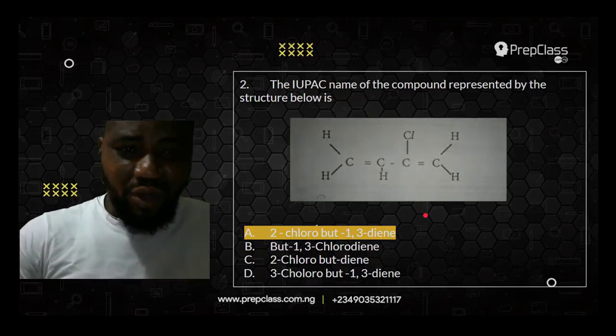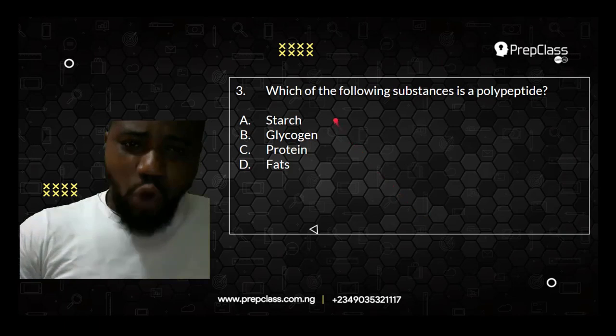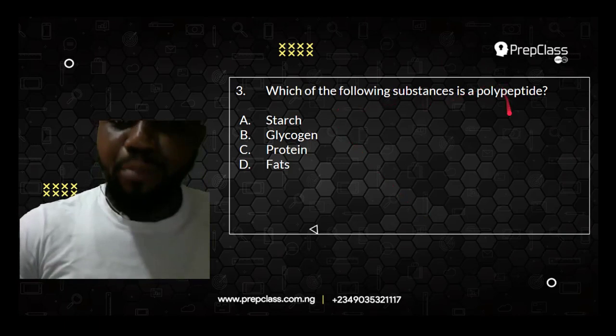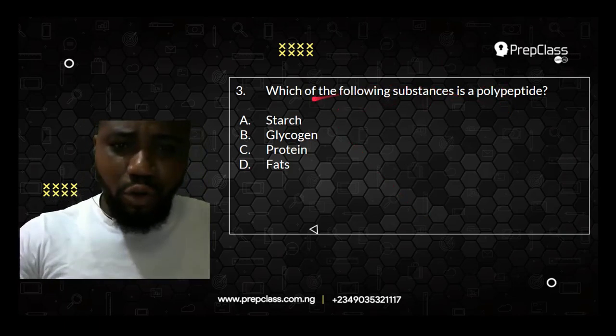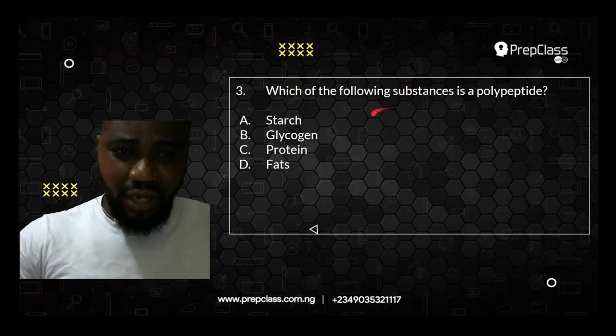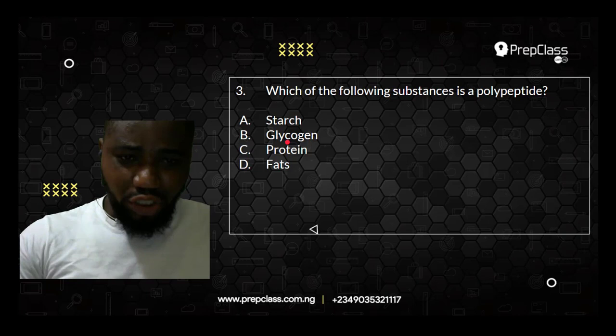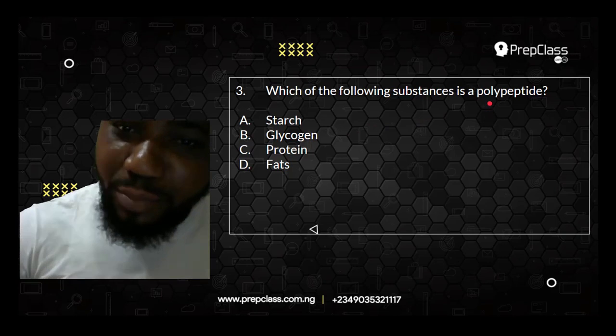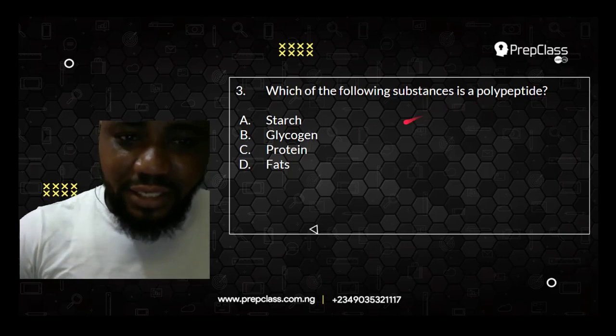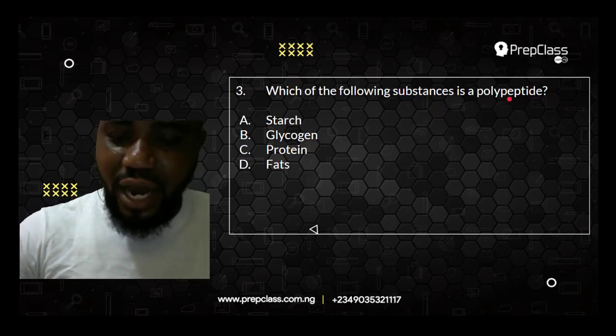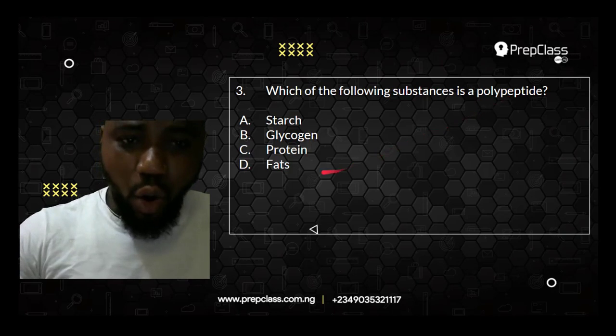So let's look at question number 3. Which of the following substances is a polypeptide? We have option A, starch; option B, glycogen; option C, protein; option D, fats. You must know that a polypeptide is a monomer of protein.